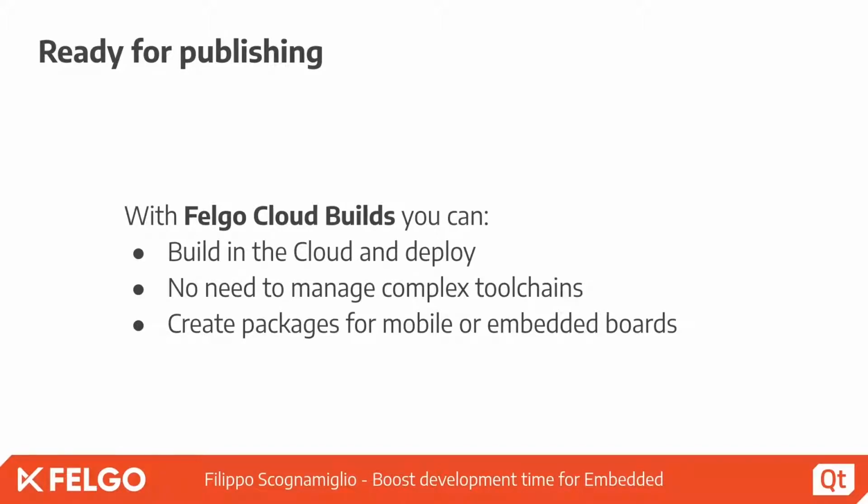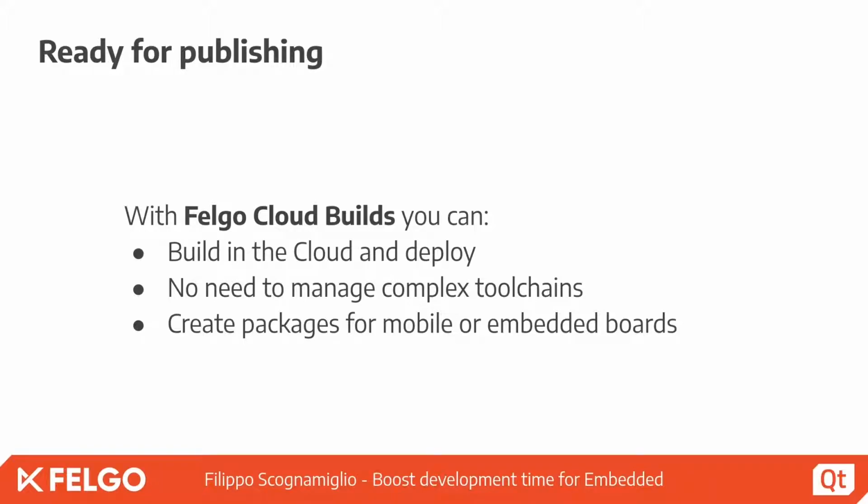So we finished our application, it looks good on the target devices, we're happy with it, now we want to publish it. How can we do it without leaving the web browser again? The solution is Felgo Cloud Builds. With them, you can deploy your application for mobile platforms, so Android and iOS, desktop, and even embedded boards. All of that is managed automatically, so you don't need to manage tool chains and that stuff. It's all hosted on our servers, or you can host them on-premise if you need so.